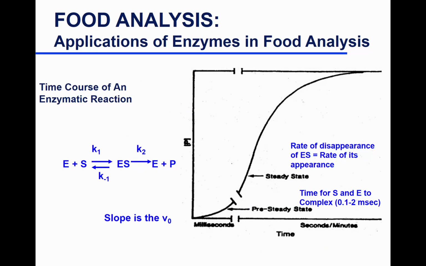I'm sure you've seen this before. This is the plot of products versus time. When you add your enzyme to a substrate in solution, you have a pre-steady state, where it takes less than 1 second sometimes for the enzyme to bind to the substrate. After that, when you start seeing products generated, the rate of disappearance of ES equals the rate of appearance. We call that steady state. At this point you can see that it's mostly a linear curve. The slope of that linear portion during the steady state is your velocity, or the rate of the reaction. We call it V0, the initial rate of the reaction.